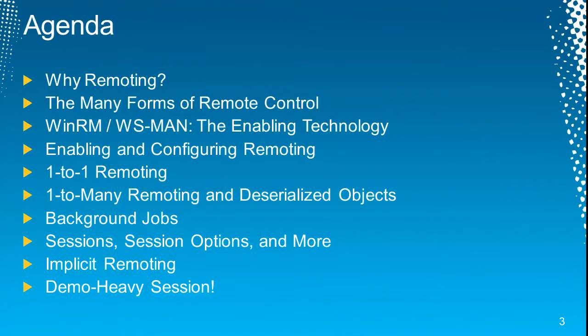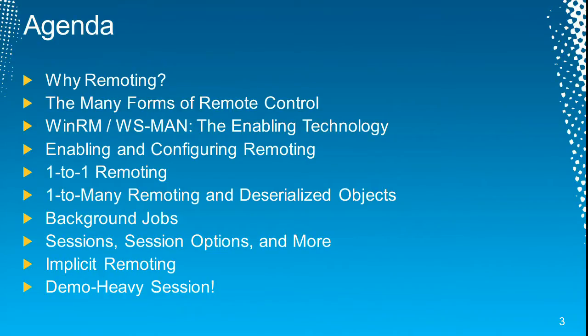I will be talking about the security aspects of this, the auditing aspects of this, so we're absolutely going to cover all those things. Talk about how to enable and configure remoting, which fortunately is very easy. And then we'll start really diving into how to use remoting. One-to-one remoting, one-to-many remoting. A feature that kind of goes along with remoting called background jobs. We'll take a quick look at that. Look at something called sessions, so how to maintain a persistent connection to a remote machine.